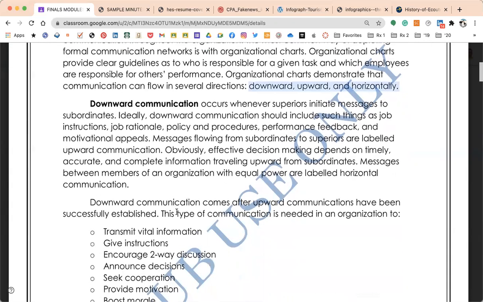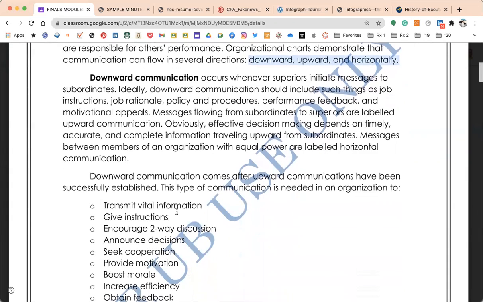Downward communication occurs whenever superiors initiate messages to subordinates. That's why it's downward, from top to bottom. For example, giving instructions is downward communication. When I give you instructions, motivational stuff, or feedback, that's an example of downward communication. When the VPAA gives a memo that says no work on Tuesday, that's downward communication too.